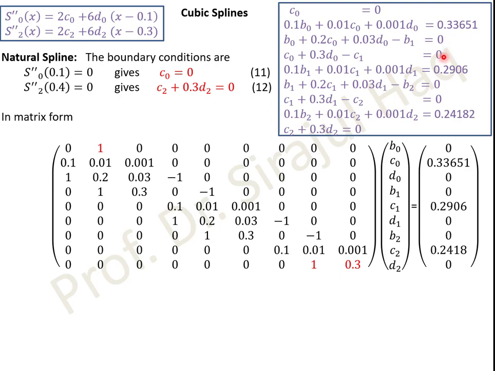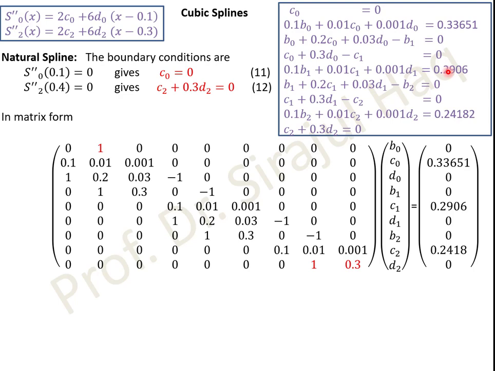Now let's come to this equation. Coefficient of B0 is 0, coefficient of C0 is 1, coefficient of D0 is 0.3, coefficient of B1 is 0, and coefficient of C1 is -1, and the rest of the coefficients are 0, and that is equal to 0, which is another equation.